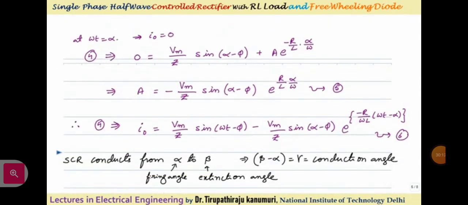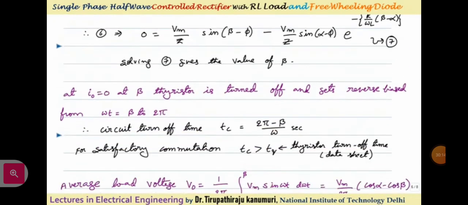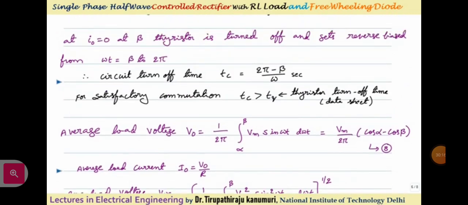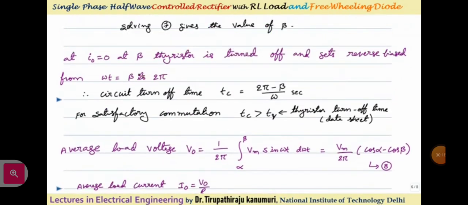Now, proceeding further, I naught is equal to 0 at beta, so automatically the thyristor is turned off and gets reverse biased. So the thyristor is reverse biased from omega t is equal to beta to omega t is equal to 2 pi. After that it will be forward biased, but it will act in forward blocking mode up to 2 pi plus alpha. But actually it is reverse biased from beta to 2 pi, so it is not conducting.